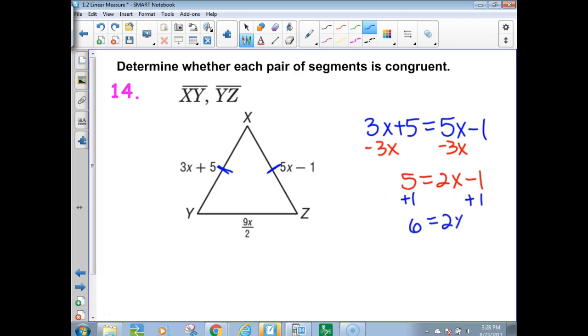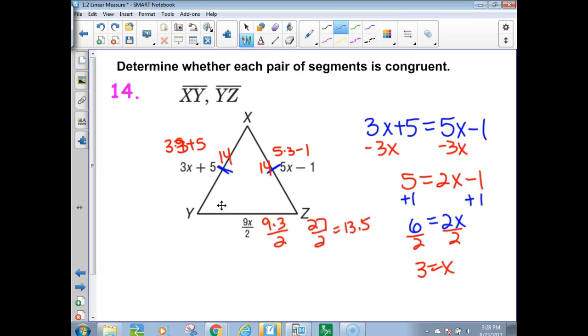So we're going to get the value of 3 for x, right? All right, now, if we plug in 3 times 3 plus 5, oopsie, is 9 plus 5, this is 14. And if you put in 3 here, you get 14. But if you put in 3 here, 9 times 3 divided by 2 is 13.5. So are these equal? YZ and XY, it is no.